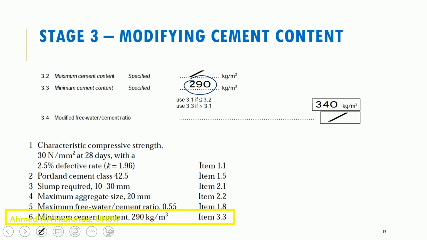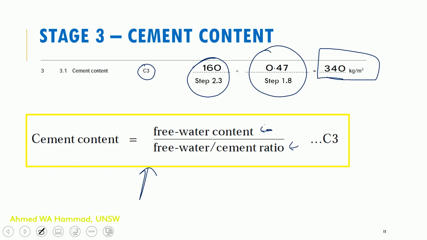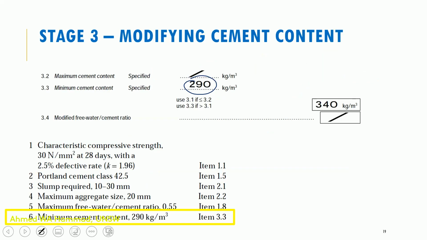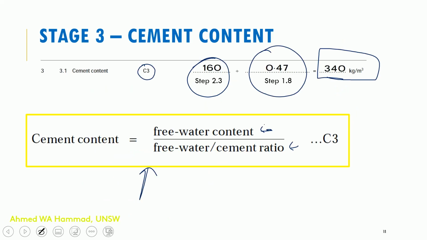Now, this is the minimum cement content. However, in the previous step, we've computed the cement content to be 340. So 340 is higher than the minimum content, and hence, as a final cement content, the 340 is what we're going to use, and so we do not modify the free water to cement ratio, because the free water to cement ratio that we use to compute the 340 figure is actually what we already computed in step 1.8.